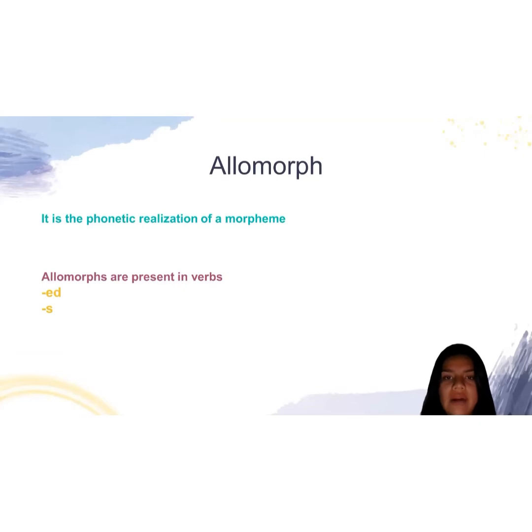Allomorph. An allomorph is the phonetic realization of a morpheme, which manifests its phonological or morphological environments. Allomorphs are the alternative representation of a morpheme. Allomorphs are present in verbs when they change the tense, for example, from present tense to past tense, adding the suffix ed, play to played, or when they are used in the third person singular, for example, play to plays.